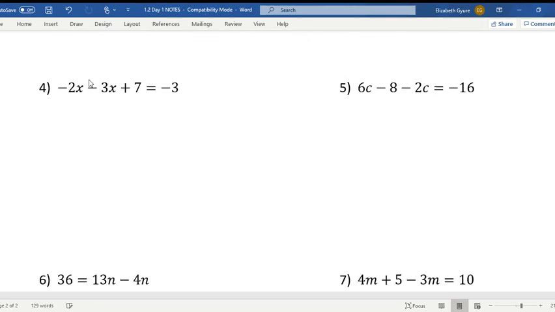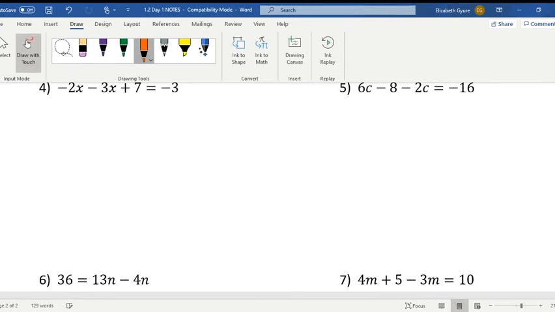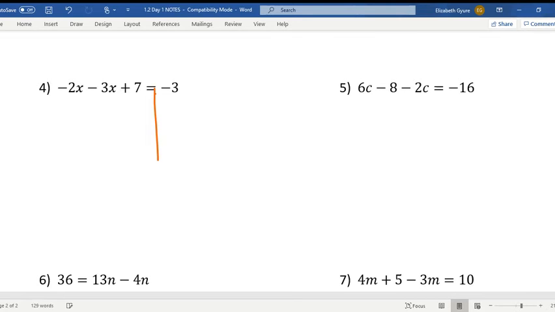All right, number 4. We're going to use our 2-column method. Let's organize this, okay? I'm going to put my column down through my equal sign. We want all of our variables on the left and numbers on the right. Let's go in order. -2x, variable or number? Variable, so keep it or move it? Keep it. We're going to keep our -2x there, and I'm going to cross it out because we're done with it right now.